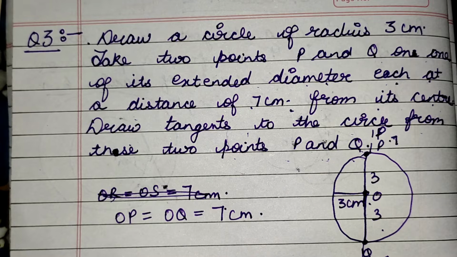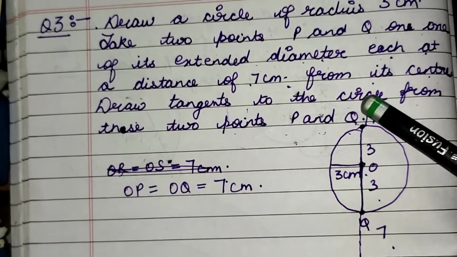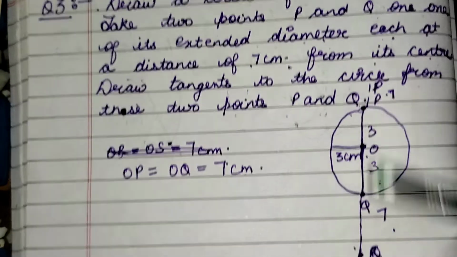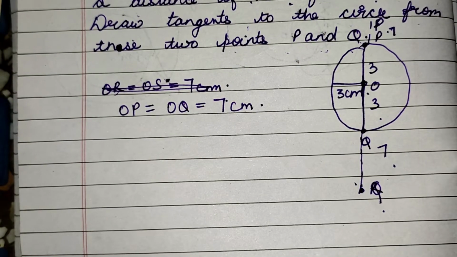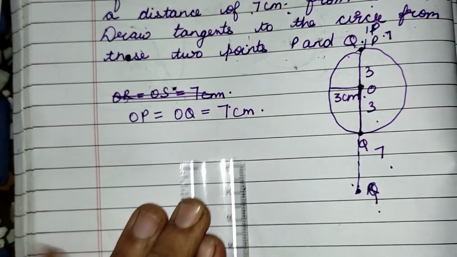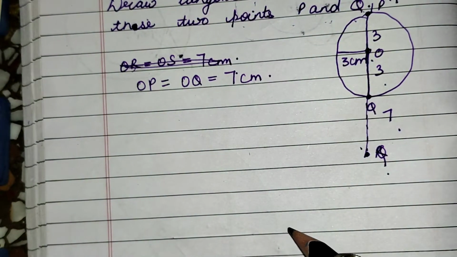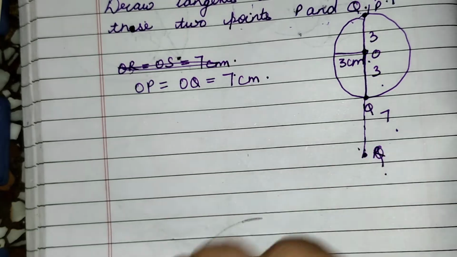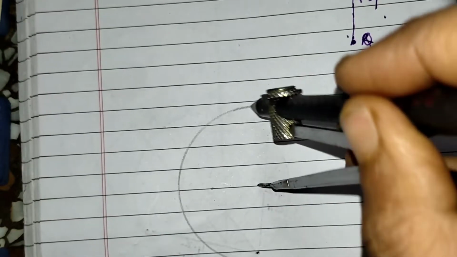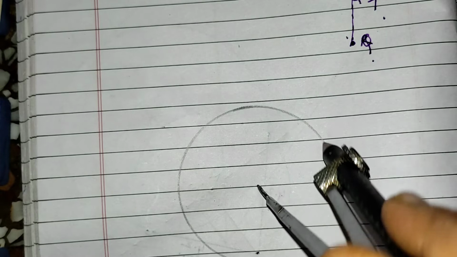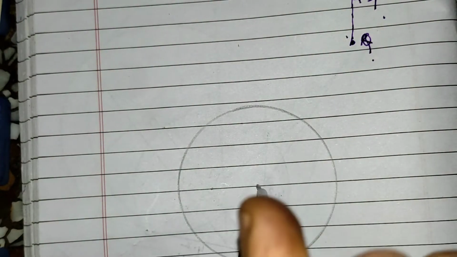This is a similar question to the ones we have been doing, but the difference is that earlier only one point was given to you, which was exterior to the circle, but now 2 points are given to us, and from both of these points we have to draw tangents. So a total of 4 tangents we have to draw. First draw this smaller circle with a radius of 3 centimeter.